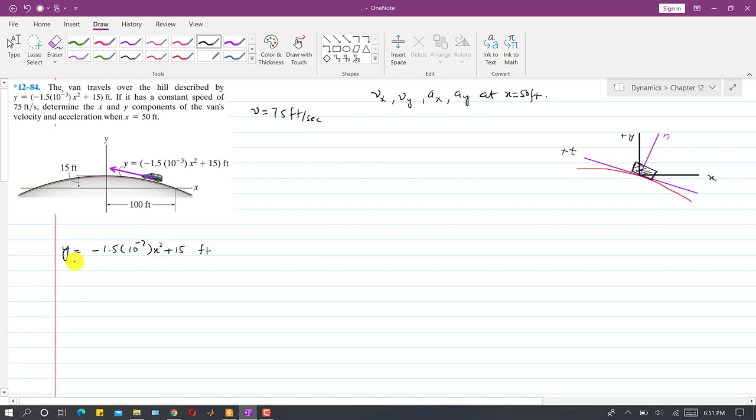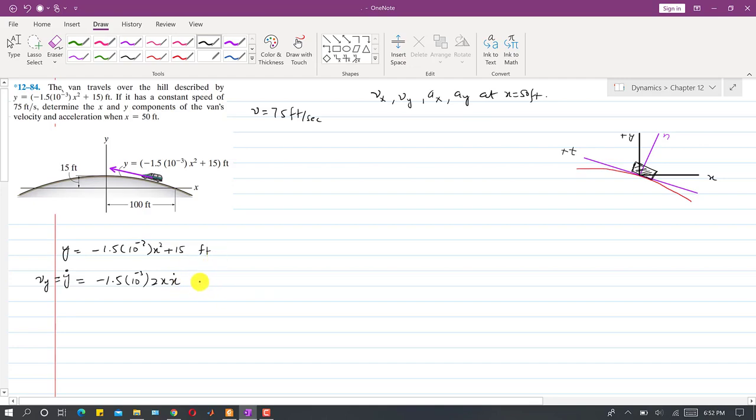So if we want to find the velocity, we take the derivative of y with respect to t. So this is dy by dt, which will become y dot, and y dot will be the velocity in the y direction. Since y is a function of x and x is a function of time, we have to apply the chain rule. So this will be minus 1.5 times 10 raised to minus 3, and the derivative of x square will be 2x, and then we have to take one more derivative, which will be x dot.